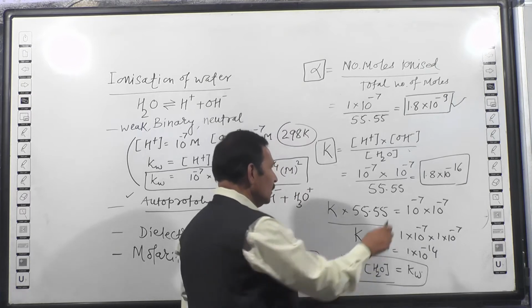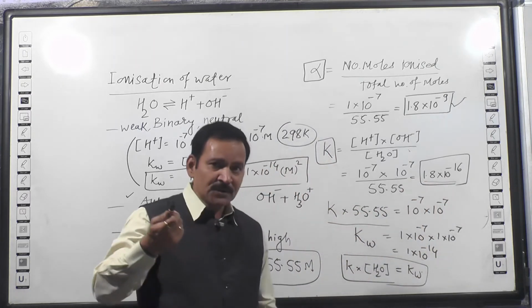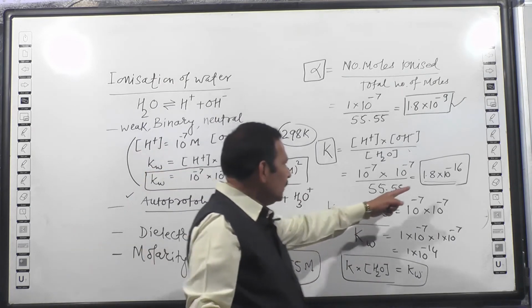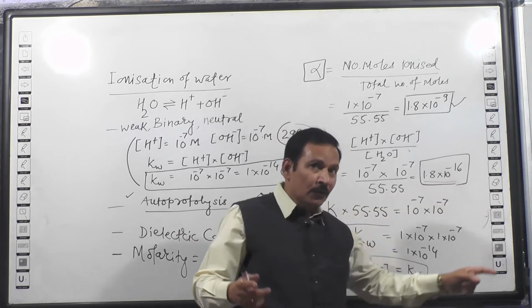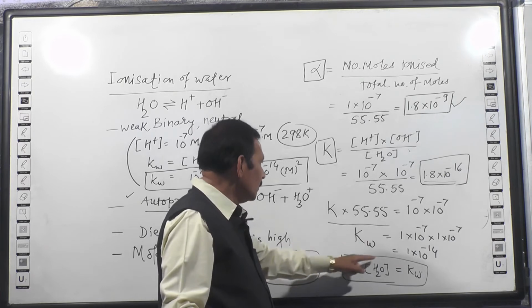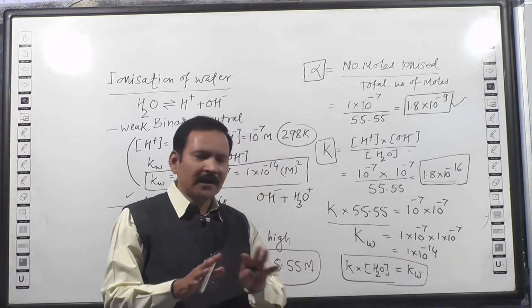So this is also one of the important points. What is the ionization constant of water? Our answer should be 1.8 into 10 to the power minus 16. What is ionic product of water? Our answer will be ionic product of water is 1 into 10 to the power minus 14. So these two constants are different.